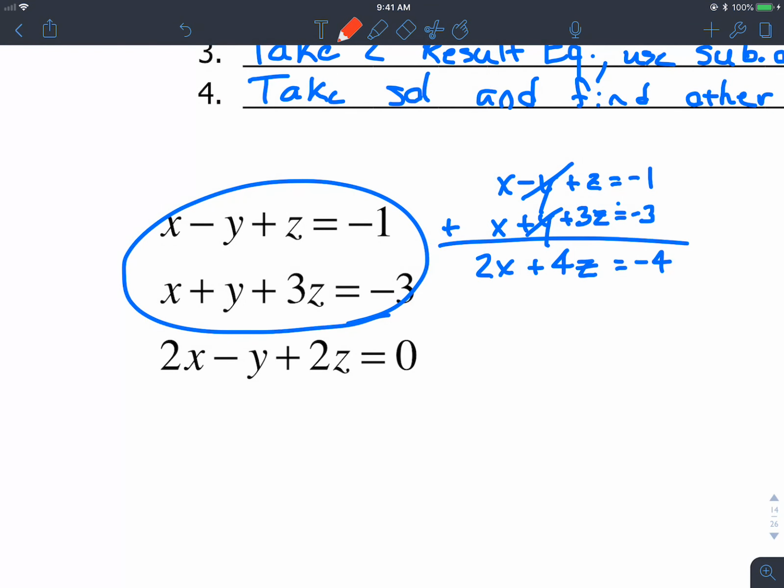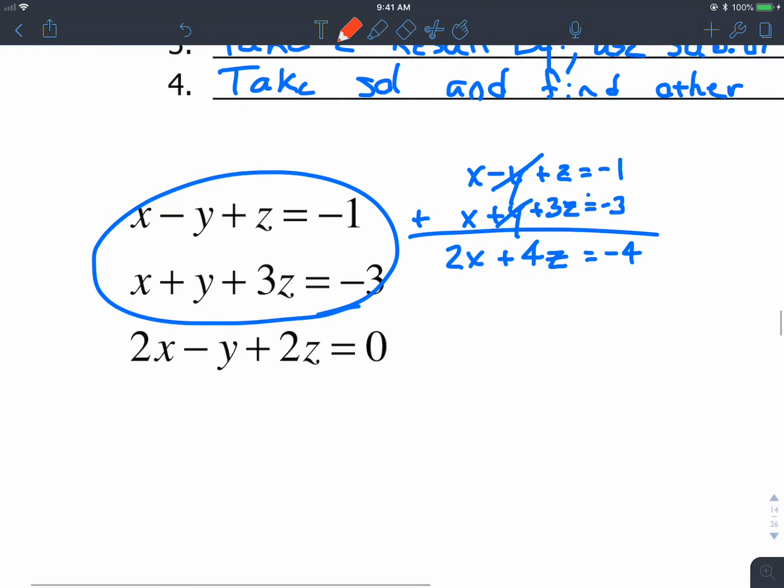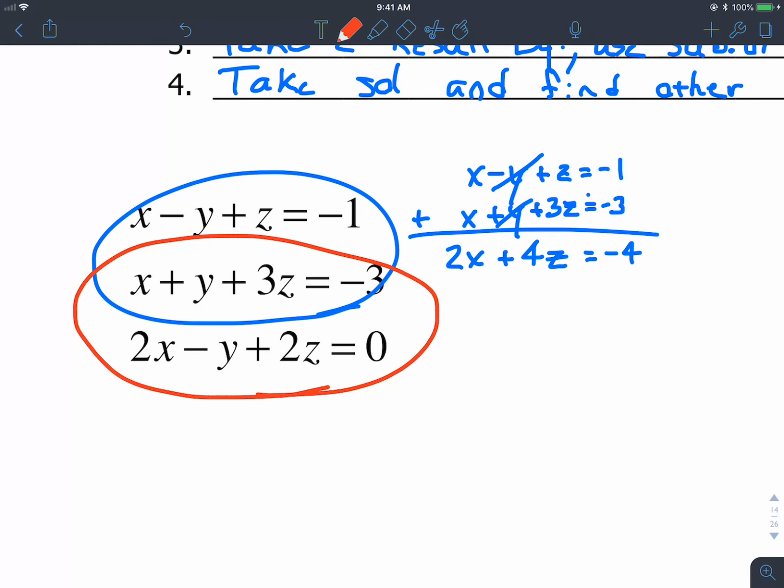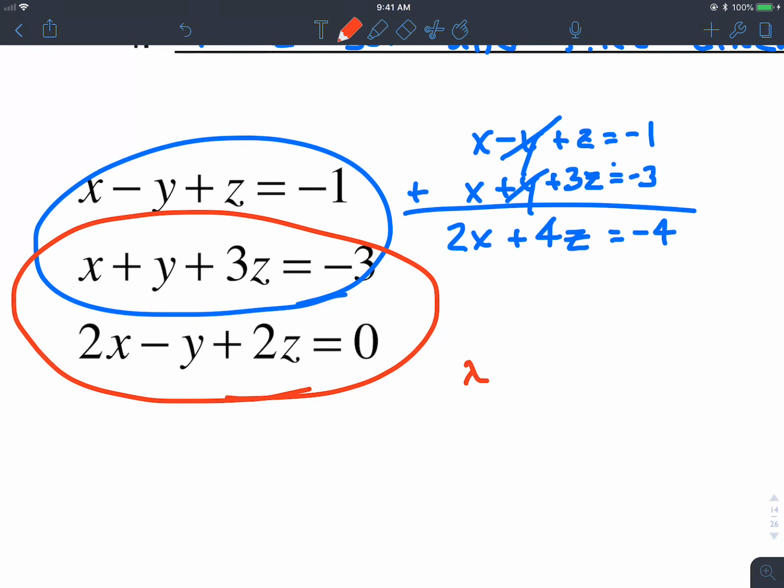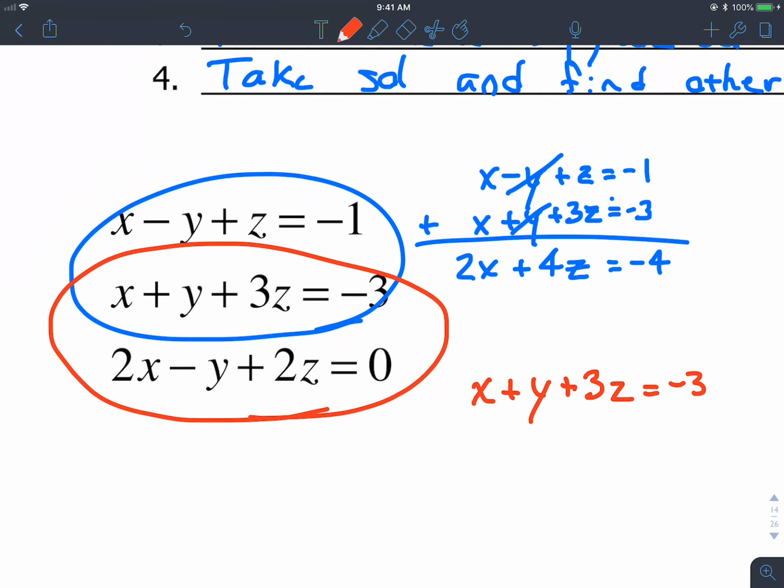Next, I'm going to take a different pair of equations. This is part 2. I have to cancel out that same variable. Since I canceled out y's right here, I'm going to have to cancel out the y's on the second pair of equations. So we'll go x plus y, or actually, plus 3z equals negative 3. And then 2x minus y plus 2z equals 0.